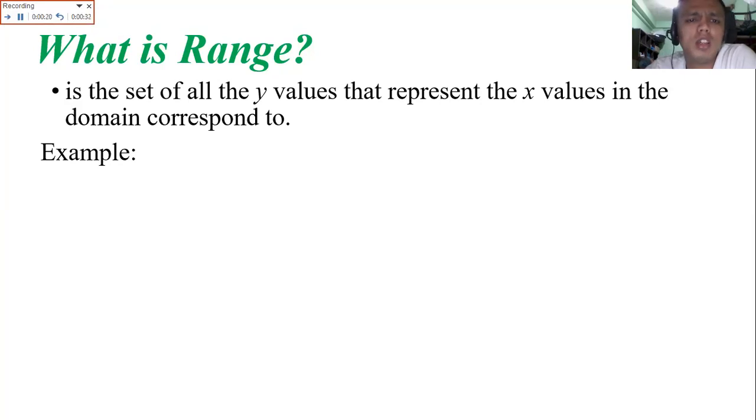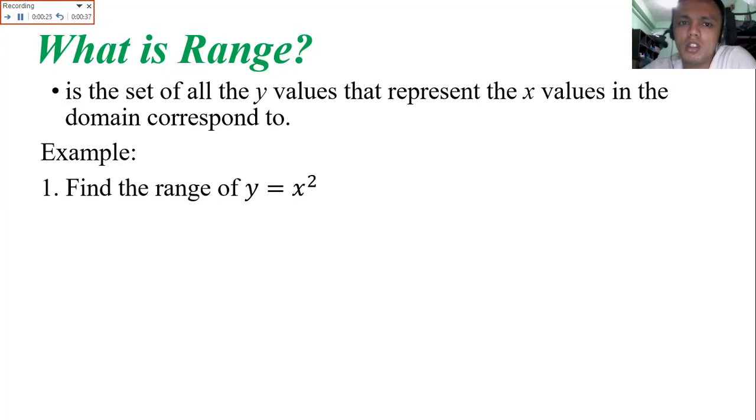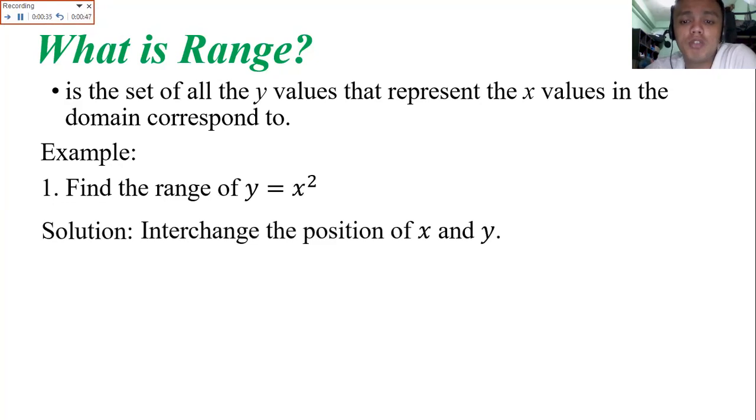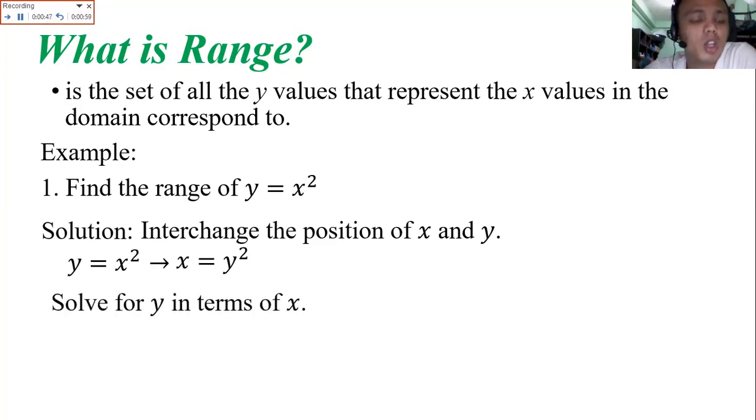Then how can we get the range of the given function? Example, this one. Find the range of y equals x squared. So medyo may pagkaiba ng konti to sa domain. Kasi yung gagawin na muna natin is to interchange the position of x and y. Yung x magiging y, yung y magiging x na. So in y equals x squared, magiging x equals y squared naman. Then we are going to solve for y in terms of x. So, ililipat natin yung y sa left side. I-solve natin yung value ng y.